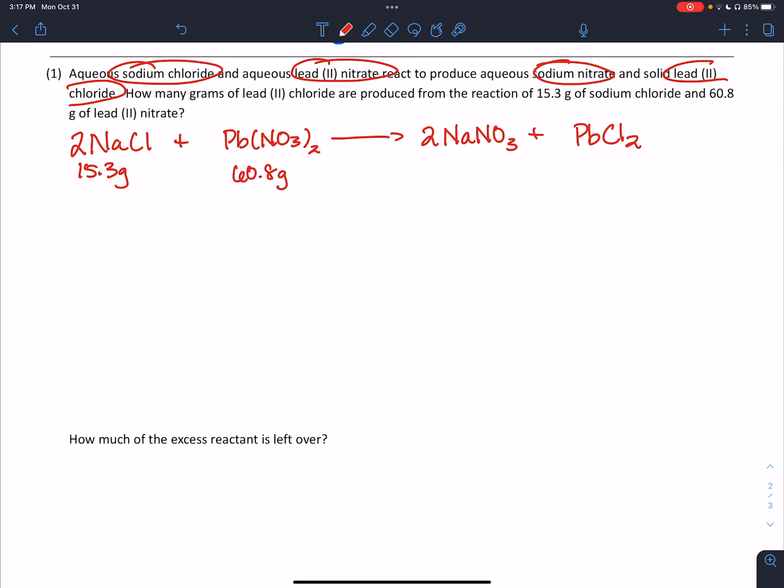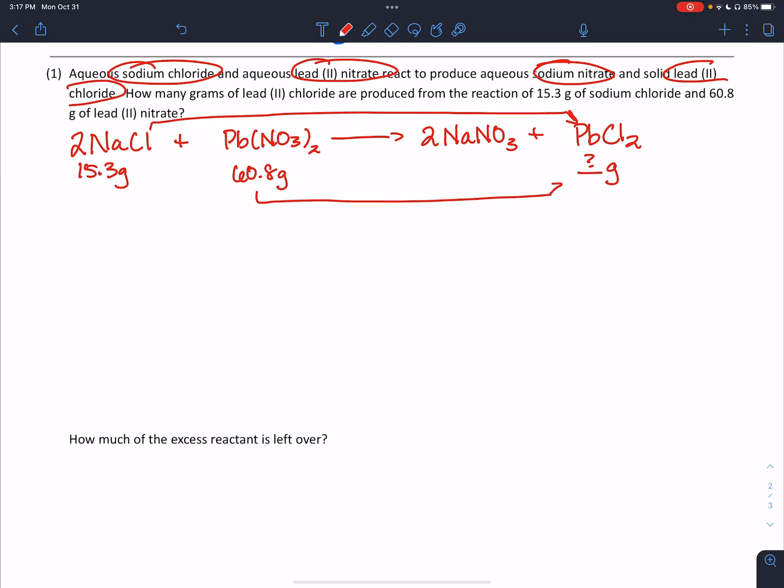All right, so for this problem, we start with 15.3 grams of NaCl and 60.8 grams of Pb(NO3)2. The question wants to know how many grams of lead 2 chloride. So here's our unknown. We're going to be converting from that NaCl over to lead 2 chloride, and then we're going to repeat, but we're going to start with the Pb(NO3)2.